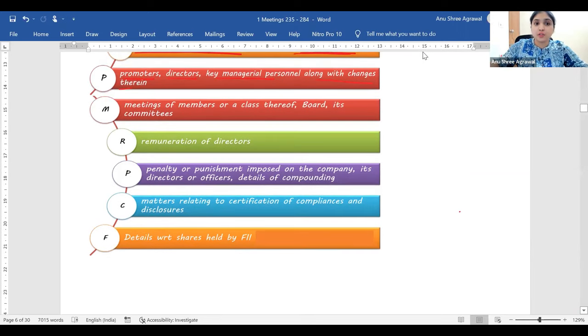Okay, then coming to the next point, M: meetings of members or class thereof, board meetings, committee meetings. When did we have member meetings? When did we have board meetings? When did we have committee meetings? M is all about meetings.